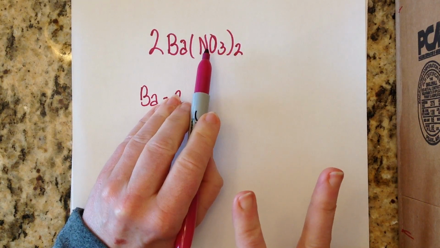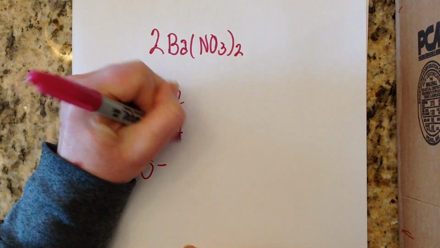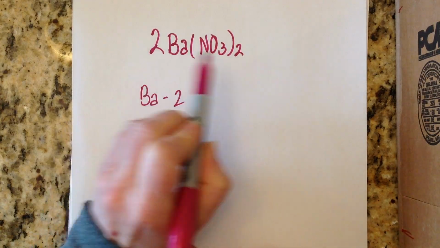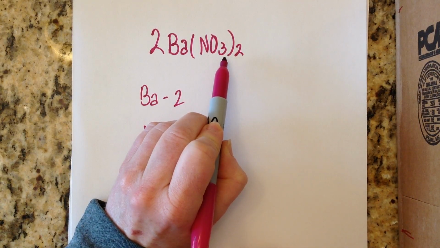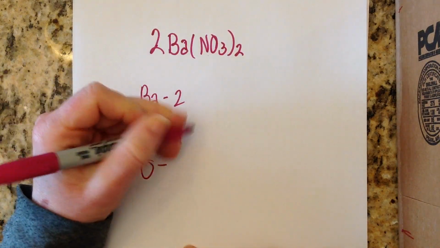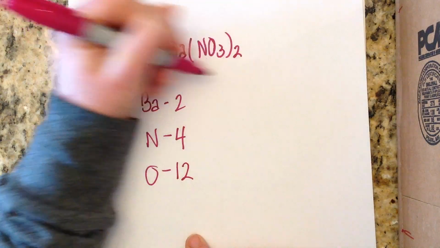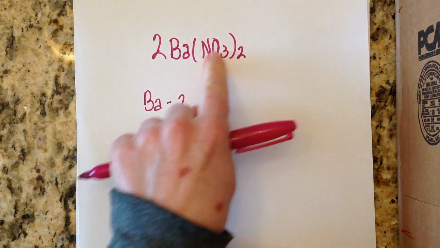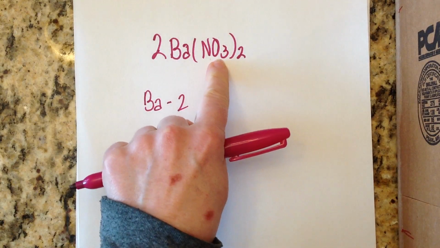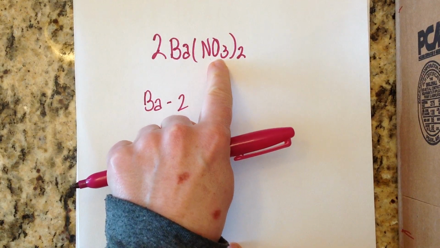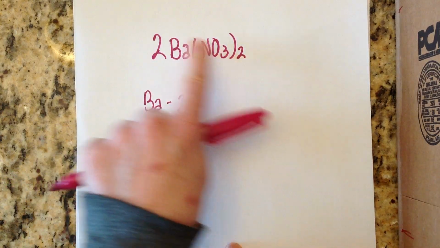And then you say that 2 times 2 is 4. Oxygens would have been 2 times 3 is 6, and 6 times 2 is 12. So what I tell my students is, when you're dealing with parentheses, take care of this business down here first. Multiply across the parentheses first, and then whatever you get, you multiply that by the coefficient. So take care of this first, then multiply by that.